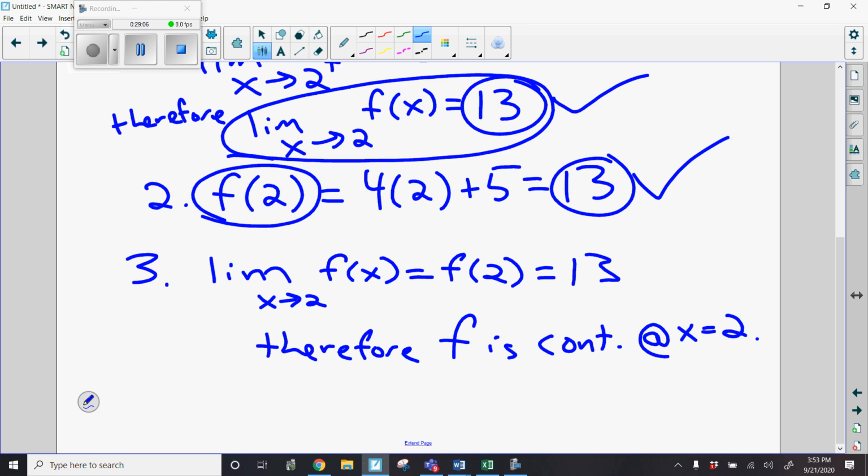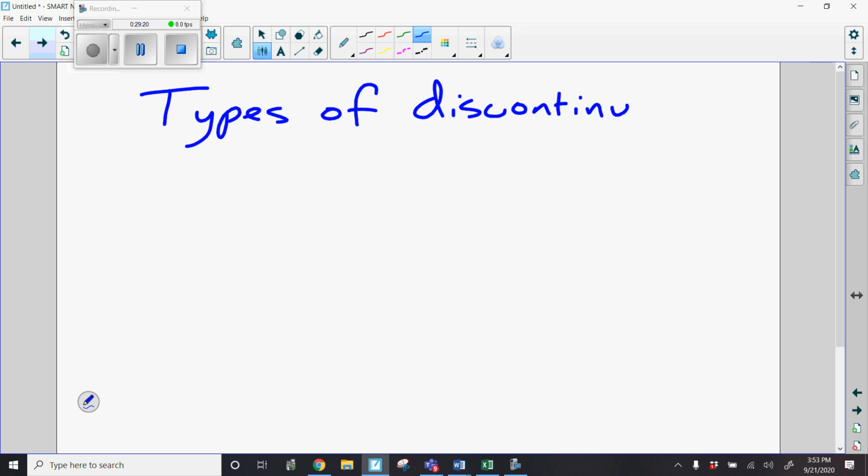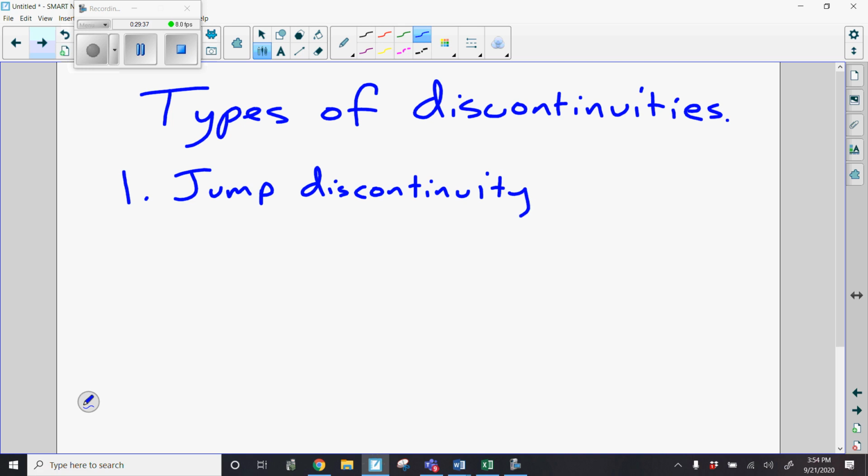Remember, you can watch these videos on time and a half and make it go a little faster. Proofs of discontinuity. We have 3 types that we're going to talk about. One is a jump discontinuity. That looks like this. What's true in a jump discontinuity?